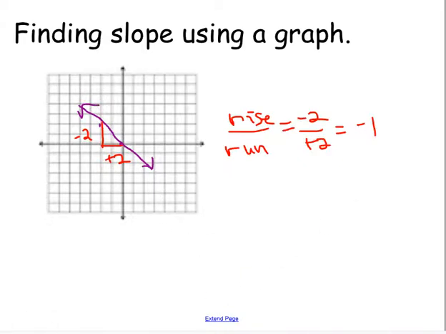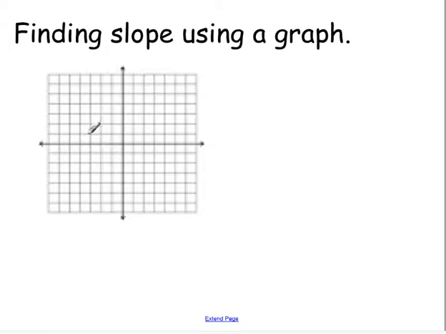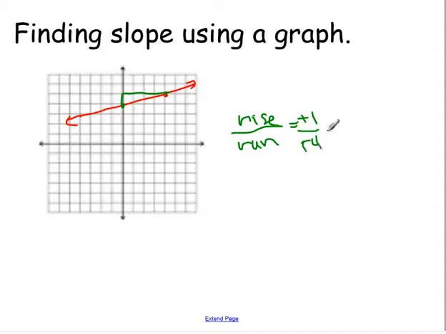I could also do a graph that looks something like this. Here's the slope of my line. I'm going to start with 2 points. I'm going to pick this point first, and I'm going to go up to this point. So I'm going to go up and over. My rise is +1, and the run is +4. So I have a slope of 1/4. I could have gone down 1 over 4.